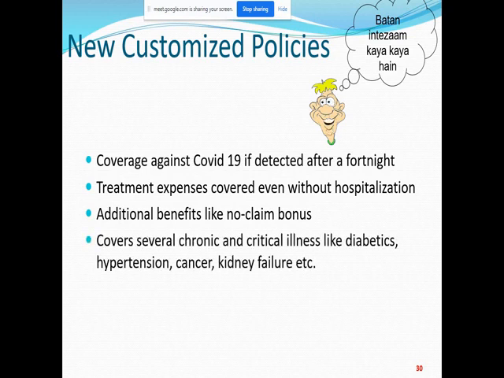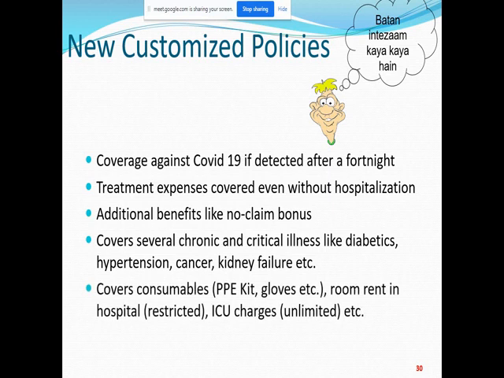Cover several chronic and critical illnesses like diabetes, hypertension, cancer, kidney failure, along with coronavirus. Because corona may go, but these things will remain forever. So they had a cover simultaneously. Cover some consumables like PPE kits, gloves, etc., room rent in hospitals restricted to some level, and unlimited ICU charges. So these were some of the customizations done in the health insurance products offered during the coronavirus. And this is an excellent example where the companies have taken benefit of the environmental conditions.